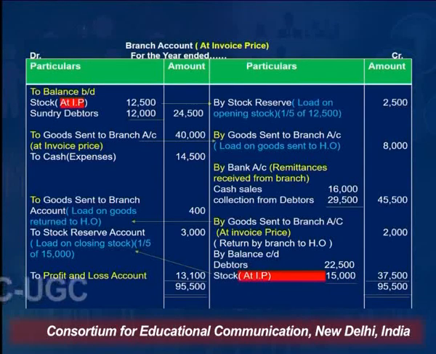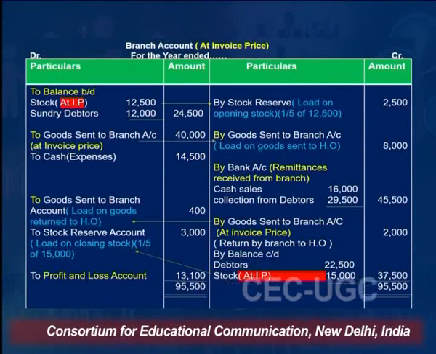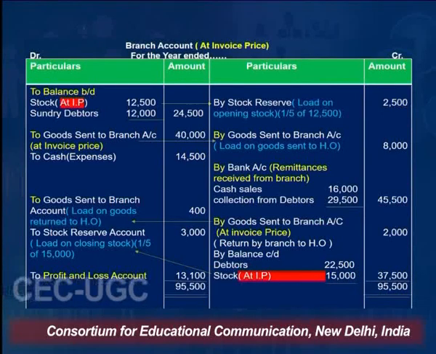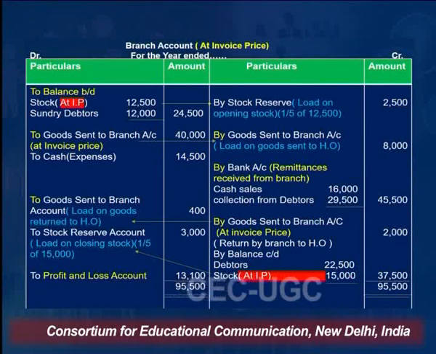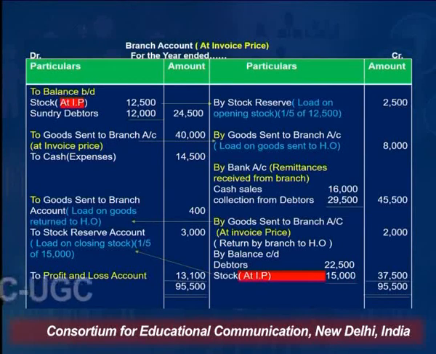Similarly, the second item which is appearing here is goods sent to the branch, and this amount is 40,000. This is also again at invoice price. Again, there is a need to eliminate the loading which is included. Loading means that profit margin which is included here, and this profit margin is 8,000, and this loading is shown on the opposite side with the same name, that is goods sent to branch account. The next item is closing stock, which is given here as 15,000. This is also appearing again at the invoice price, and again there is a need to eliminate the loading, that is profit margin. On the opposite side, that is on the debit side, we would be posting that with the name stock reserve.